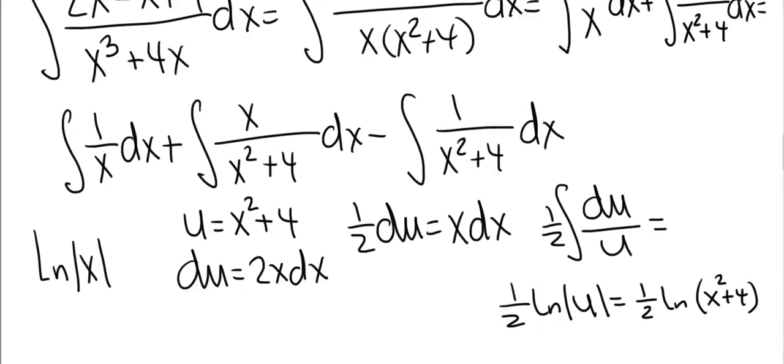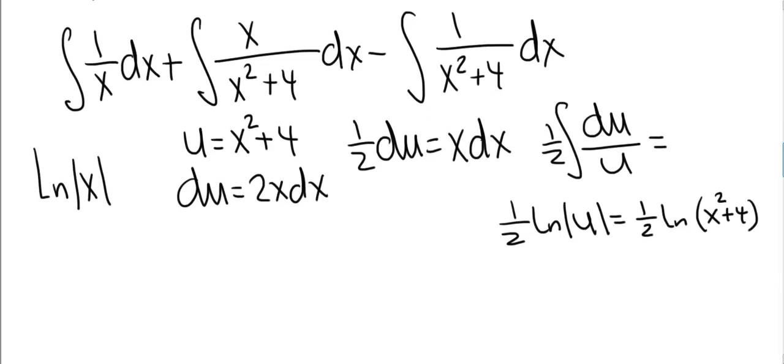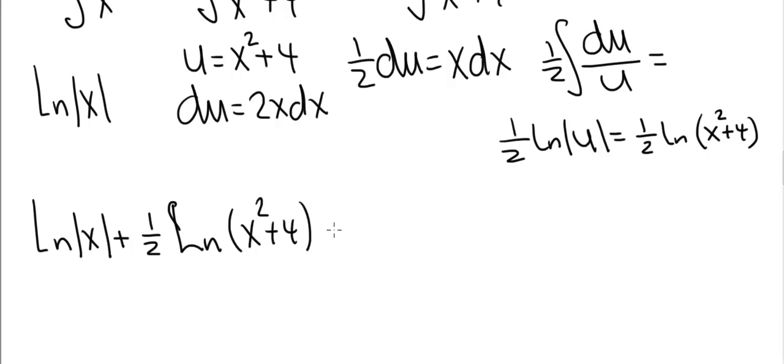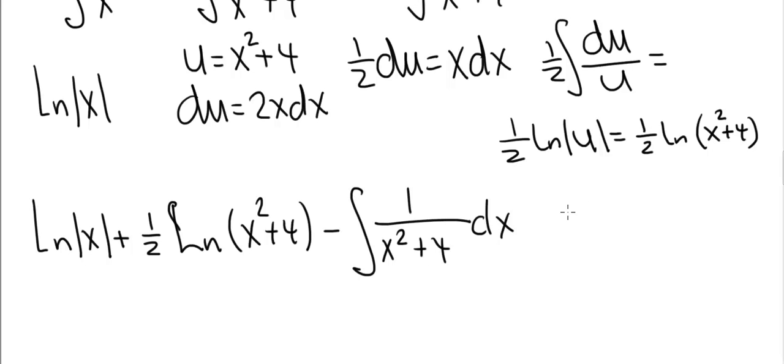So let's summarize what we have so far. We have natural log of absolute value of x plus 1/2 times the natural log of x squared plus 4. That's already done. And now what we have to do is finish one more integral. It's 1 divided by x squared plus 4. Now you can use the formula to integrate 1 over x squared plus 4 if you remember how to do that. If not, make the following substitution.